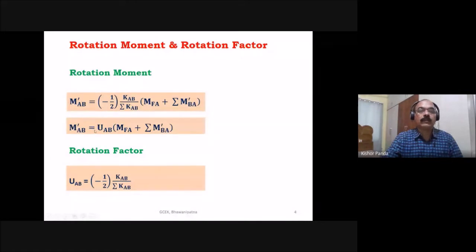And this is the rotation factor. The rotation factor you can find out after getting the relative stiffness of the member and the relative stiffness of the joint. KB is the relative stiffness of the member, and the summation of KB is the relative stiffness of the joint. So the relative stiffness of the member divided by the relative stiffness of the joint, into minus half. So this is the rotation factor.